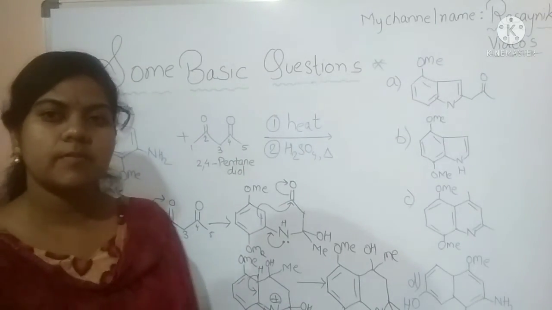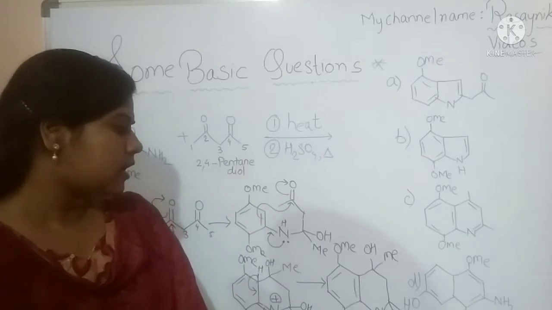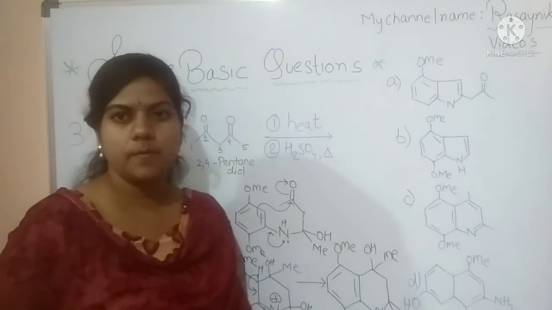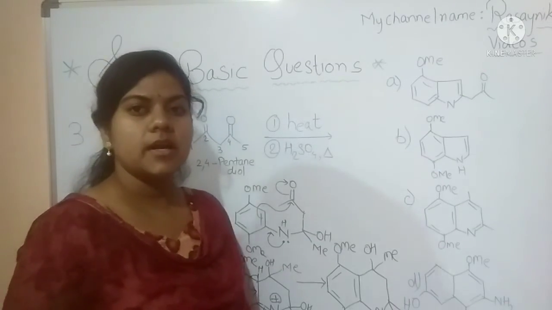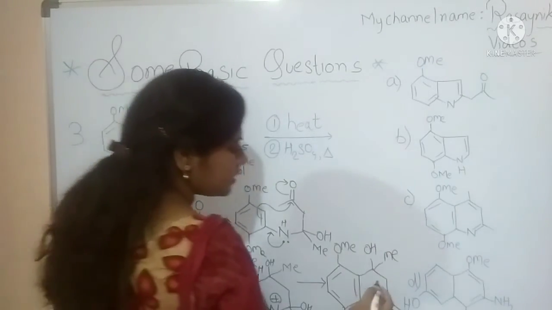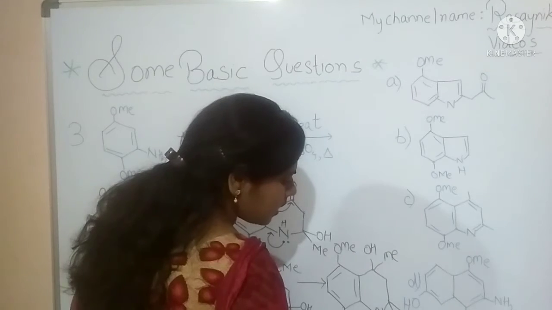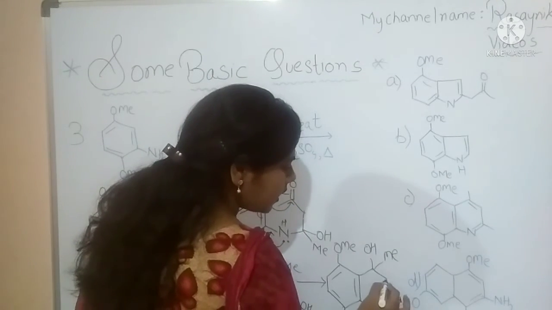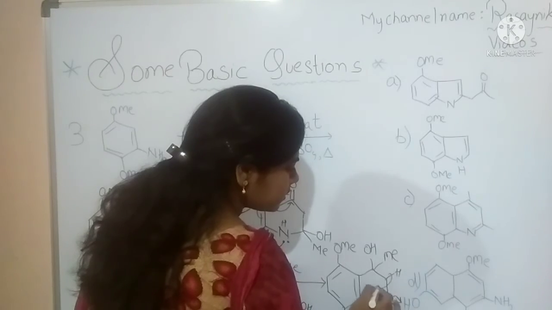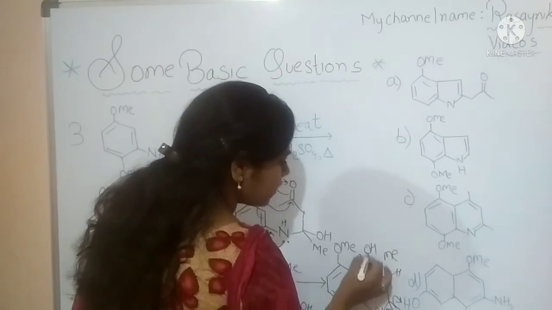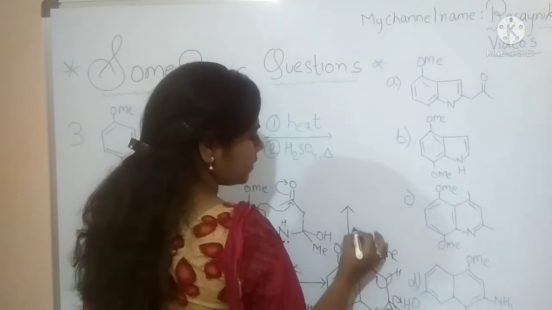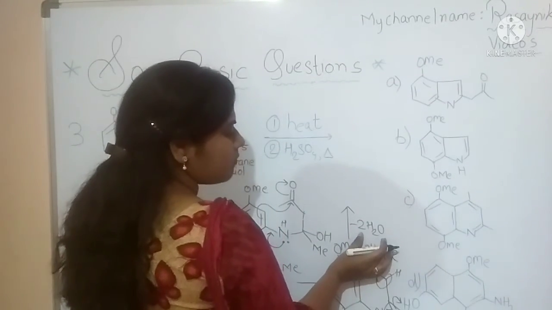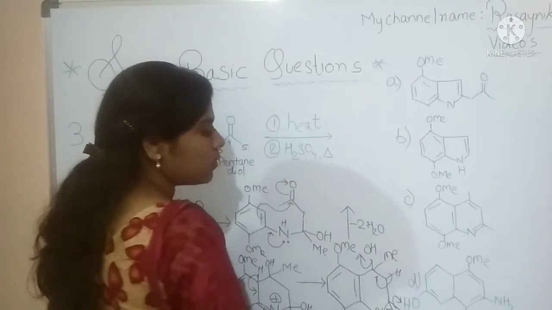Our last step is dehydration. Our last step is dehydration, that is from here hydrogen and this will get removed, and from here this hydrogen and this will get removed, that is minus 2H2O. Two molecules of water get removed.